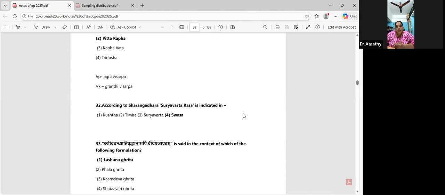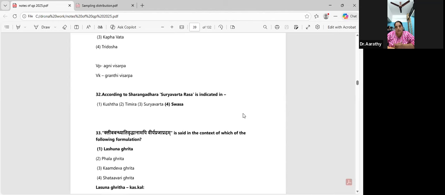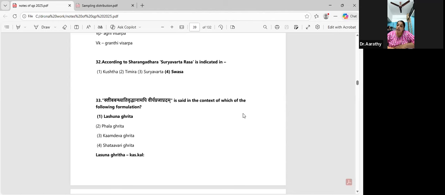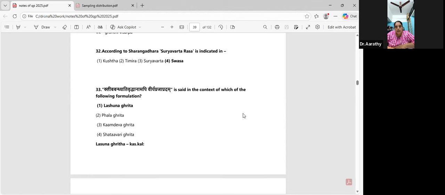Okay. According to Sharangadara, Suryavarta Rasa is indicated in Shvasa. As far as yogas are concerned, you cannot keep studying all the yogas. It is very, very difficult to study so many yogas. It is better you have an idea about those yogas that have been asked in previous year question papers, and a few yogas that are very popular. Then 33rd question, Kleba Vandya Adi Vruddhanapi Virya Prajapratam is said in which context?